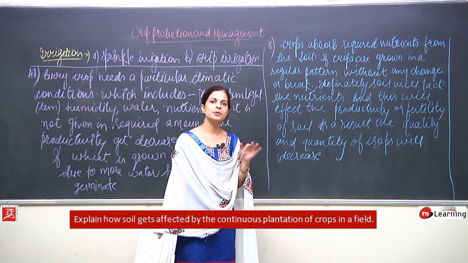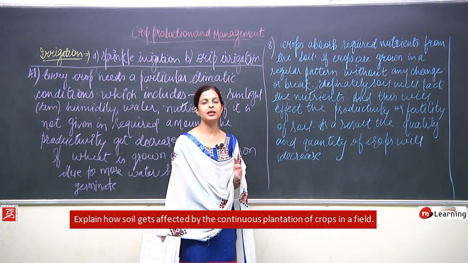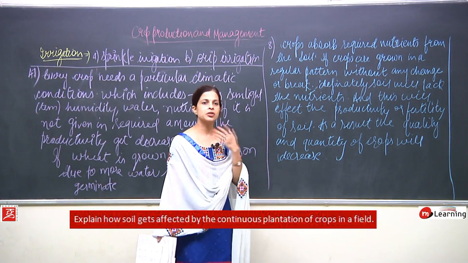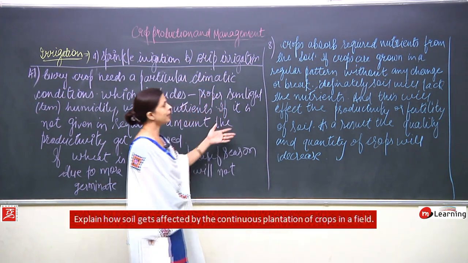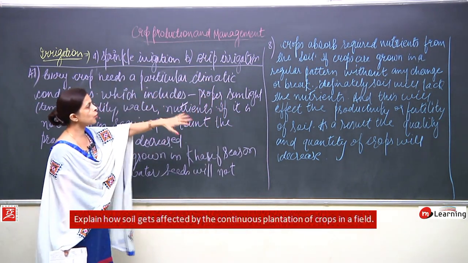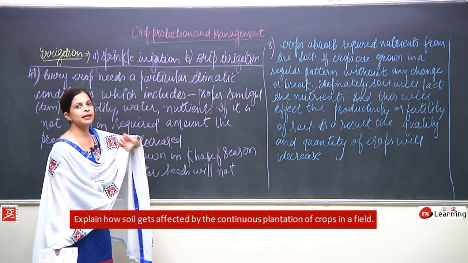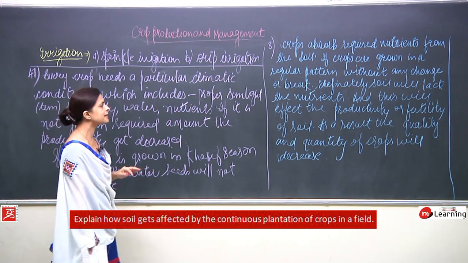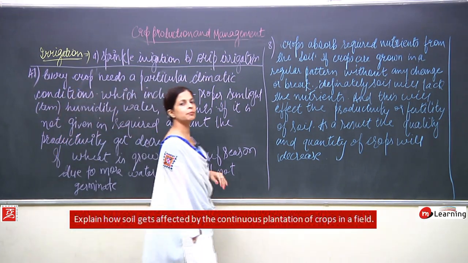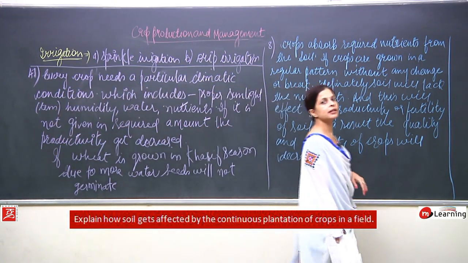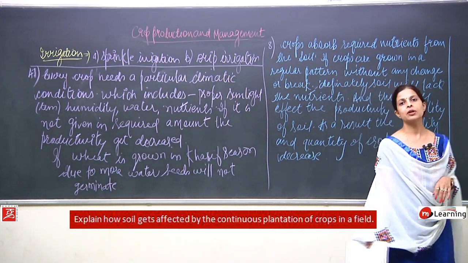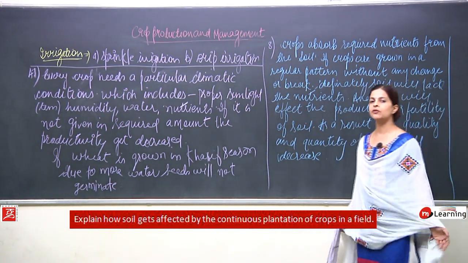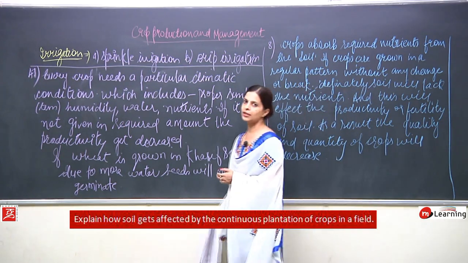If the crops are grown again in the same field in a regular pattern, there is no change, there is no break, then what will happen? The soil will definitely lack, it will get deprived of the nutrients, and it is going to hamper the productivity as well as the fertility of the soil, and obviously the quality and the quantity of the crop will get reduced.